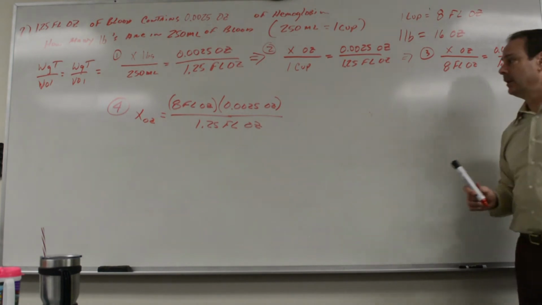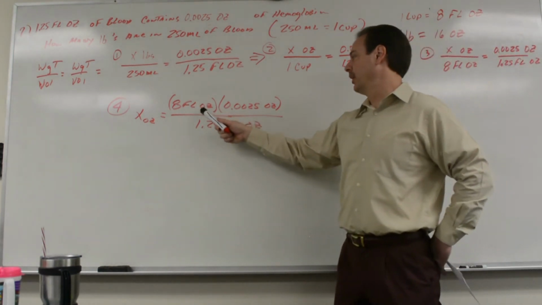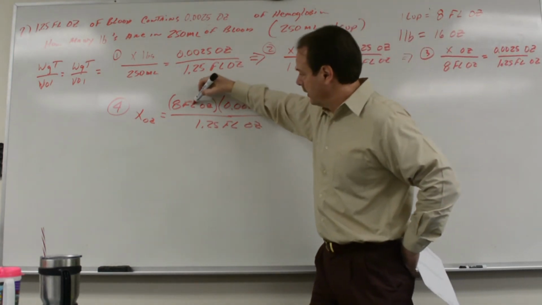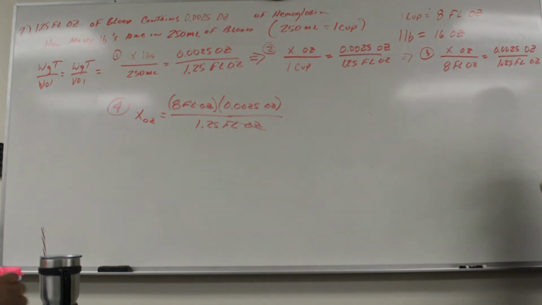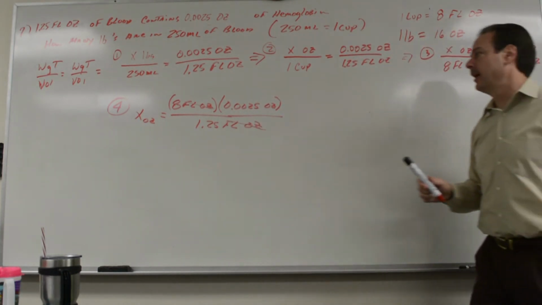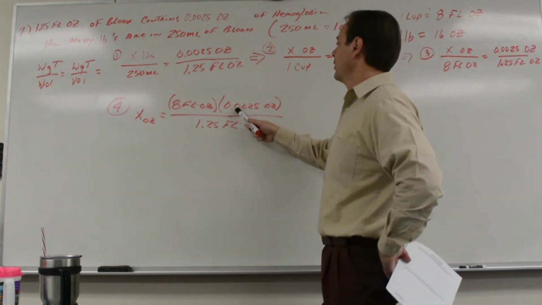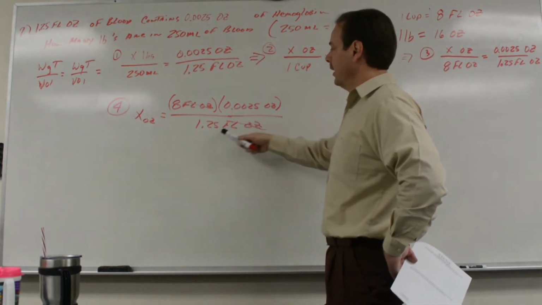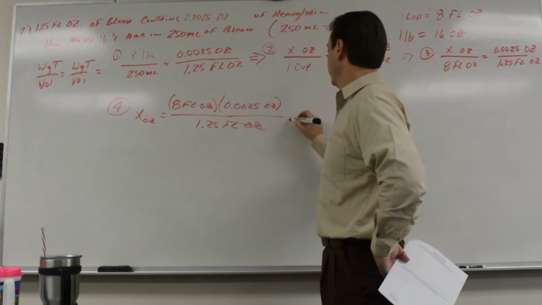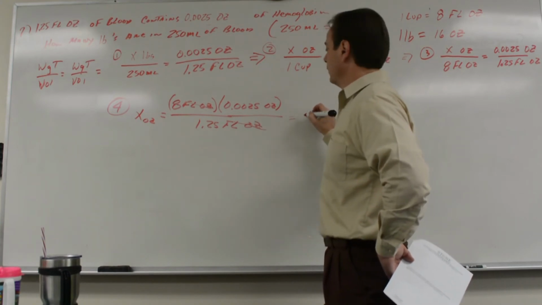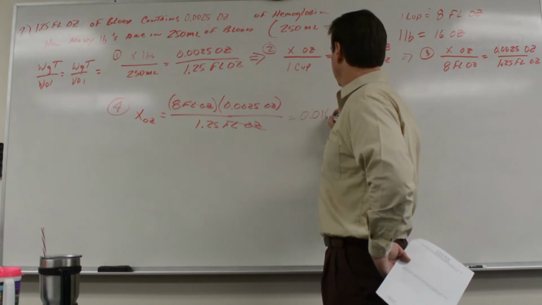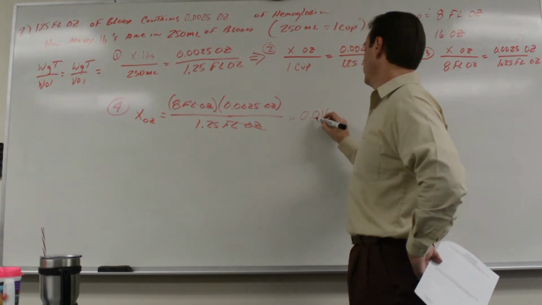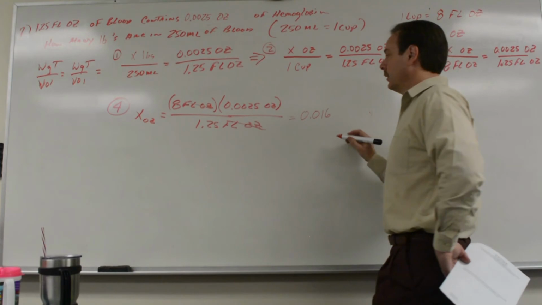Now, we have fluid ounces in our numerator and fluid ounces in our denominator. These cancel. So if we multiply 8 times 0.0025, divide that by 1.25, what are we going to get? 0.016. Yes, 0.016 ounces.